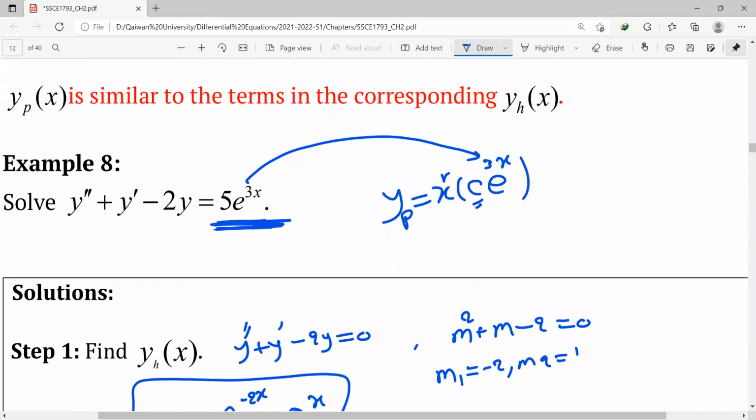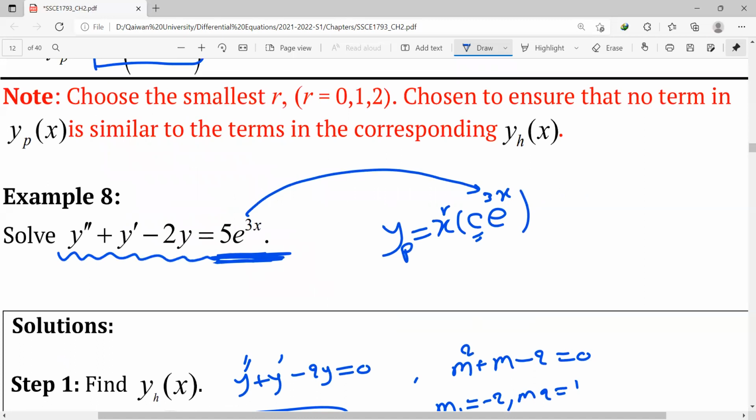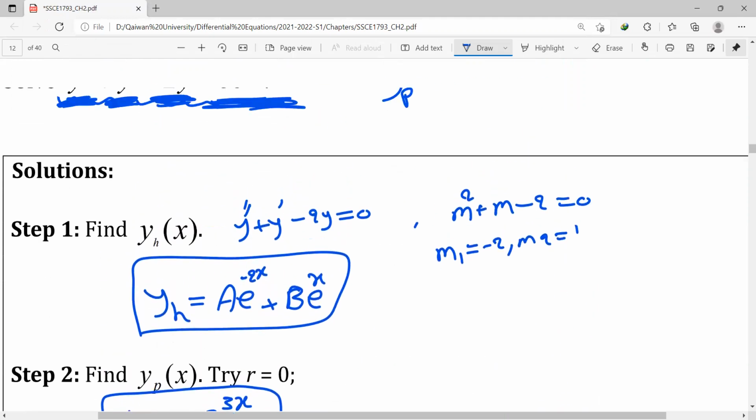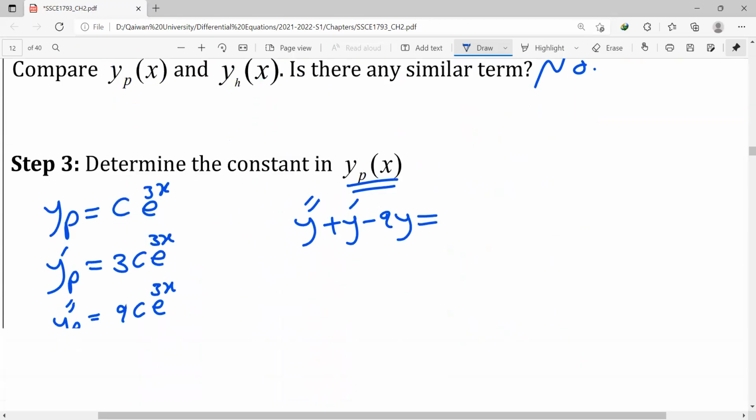Look, in the equation we have only up to second derivative. We have derivatives up to order 2, I mean. We are going to replace y double prime by yp double prime, y prime by yp prime, y here by yp, and we have the right hand side also. We say y double prime plus y prime minus 2y equals 5 e to the power 3x.